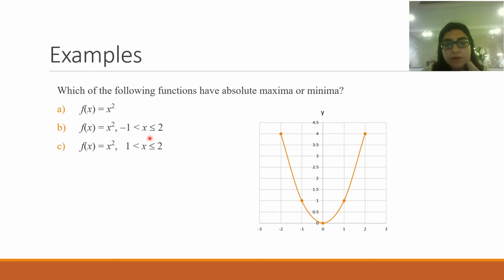Then the same function but with a domain of negative 1, from here, till 2 over there. So the global maximum will be 2 and the global minimum will be 0. Same function, f of x equals x squared, but from 1 to 2, from here to there, but 1 is open. So the global minimum does not exist. The global max will be 2.